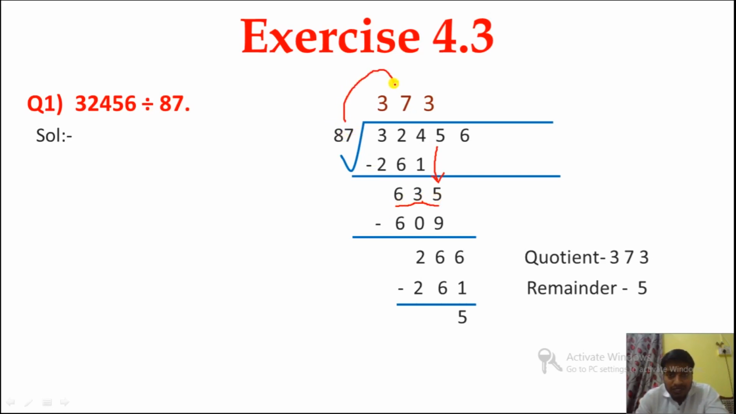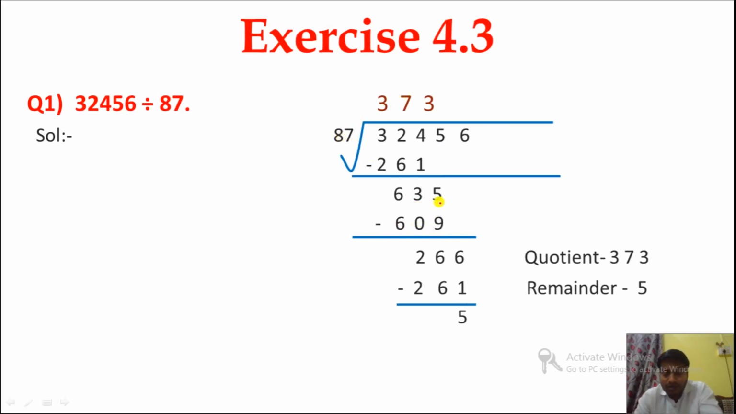Now how many times will it go? It will go 7 times. So when we multiply 87 by 7, 7 into 7, 49. Carry 4 for this column. 7 into 8, 56, and 4, 60. Okay, so when we multiply 87 by 7, we will get here 609.